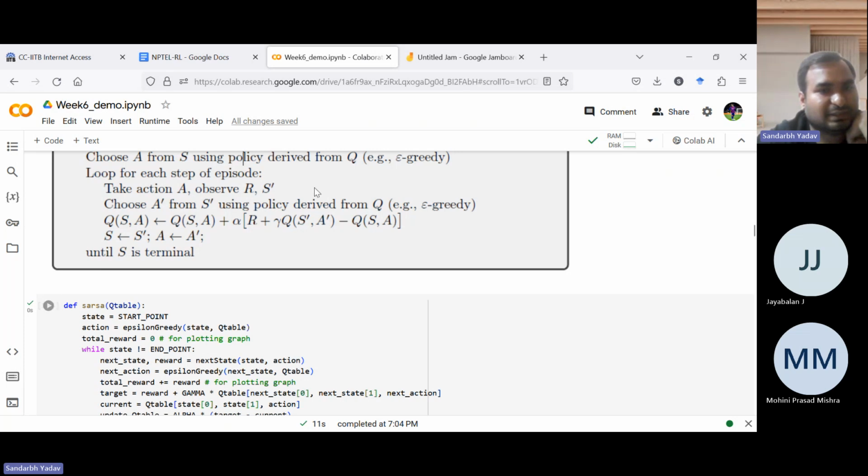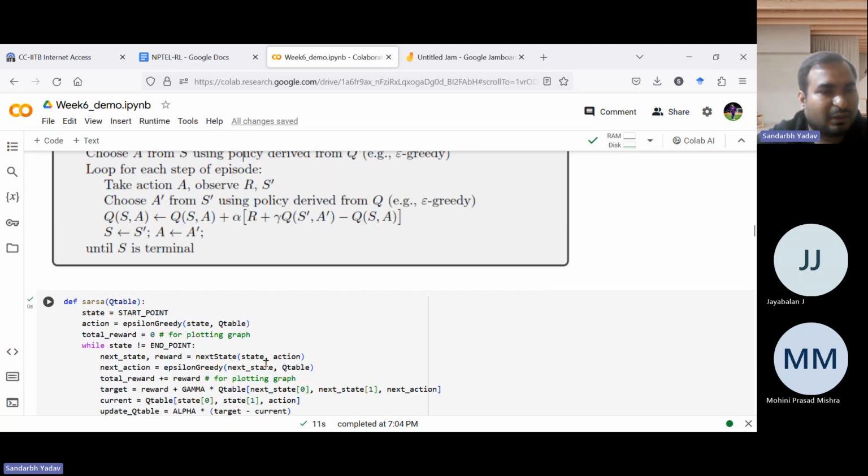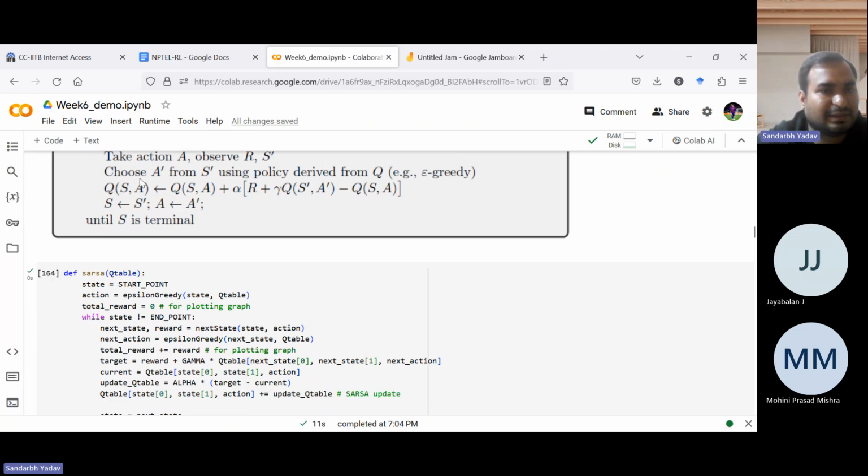So s dash is the next state. And this we are doing in an epsilon greedy manner. Again, this statement is simply for plotting purposes. We will see the plots afterwards. Now we are in the region where we need to calculate this update. So we do it in a step-by-step manner.